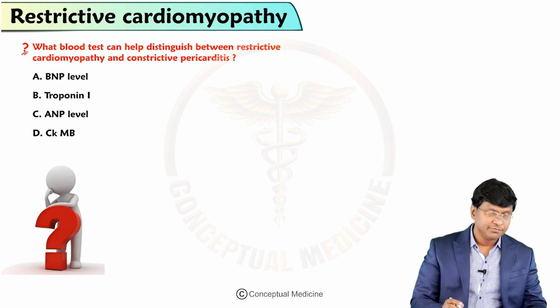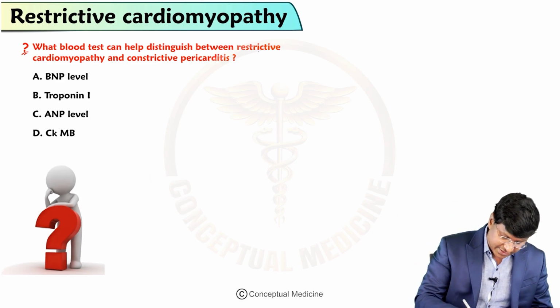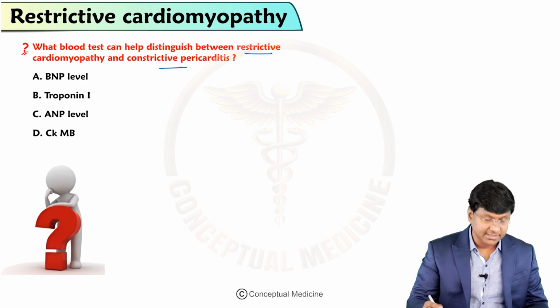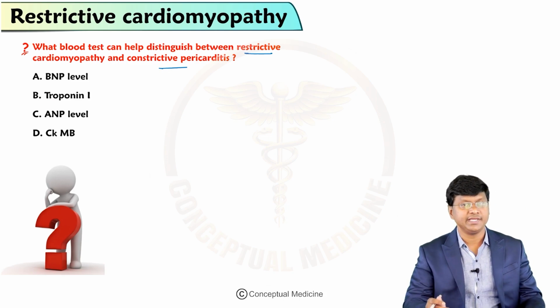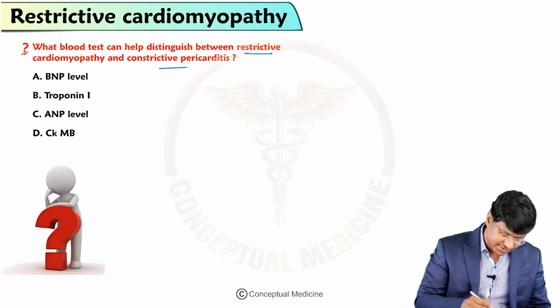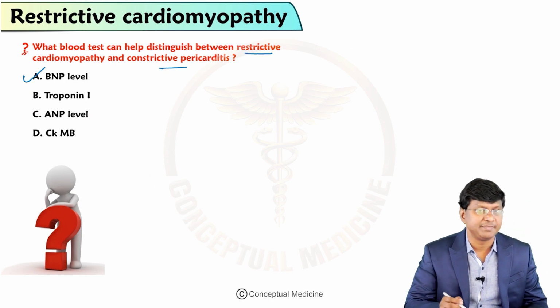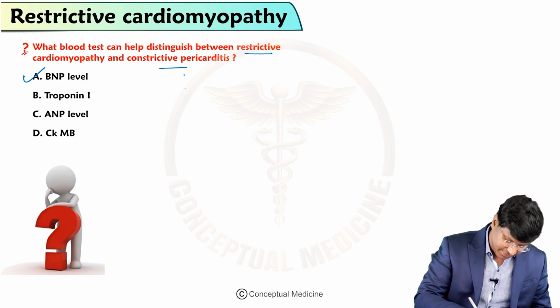Next question. Which particular blood test can help differentiate between restrictive cardiomyopathy and constrictive pericarditis? Brain natriuretic peptide levels, troponin I, ANP level, and CK-MB. Let me tell you, it is the brain natriuretic peptide levels. In constrictive pericarditis, BNP levels are normal.